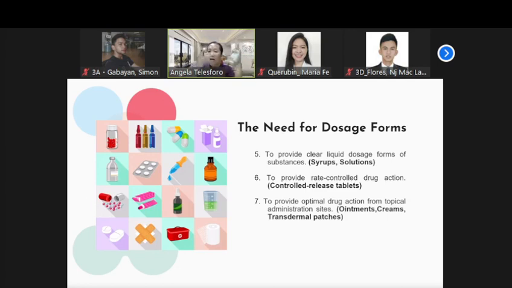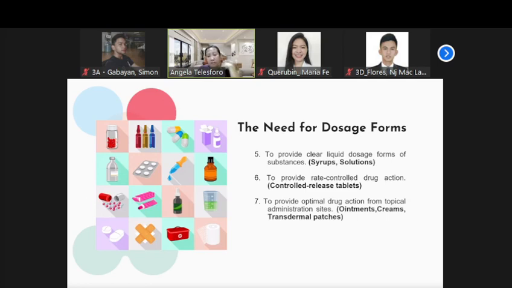So, part of the tablet, ma-release niya ang API. So, the patient will benefit from it. And after 12 hours, the remaining content of the drug will then be released also for another dose. So that's the reason why we have controlled release tablets.